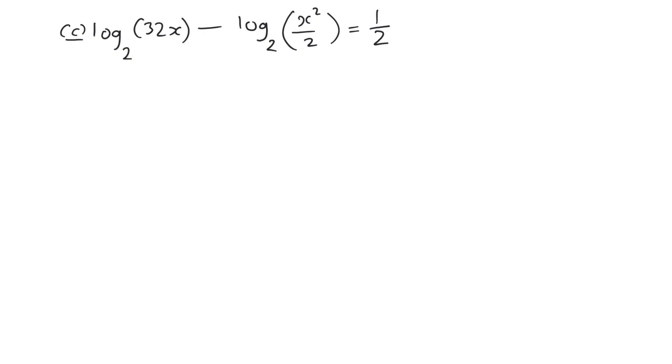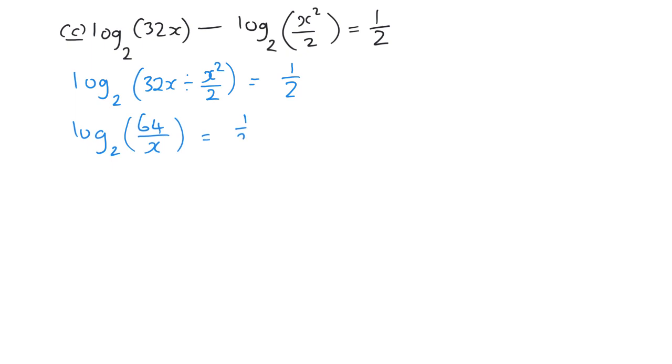Okay, C then. So the log to the base 2 of 32x minus the log to the base 2 of x squared over 2 equals a half. So the first thing I'm going to do is combine our logs. So it's divide. So we're dividing 32x by x squared over 2. And when we do that, we get 64 over x equals a half. So I can write that then as 64 over x equals 2 to the power of a half.